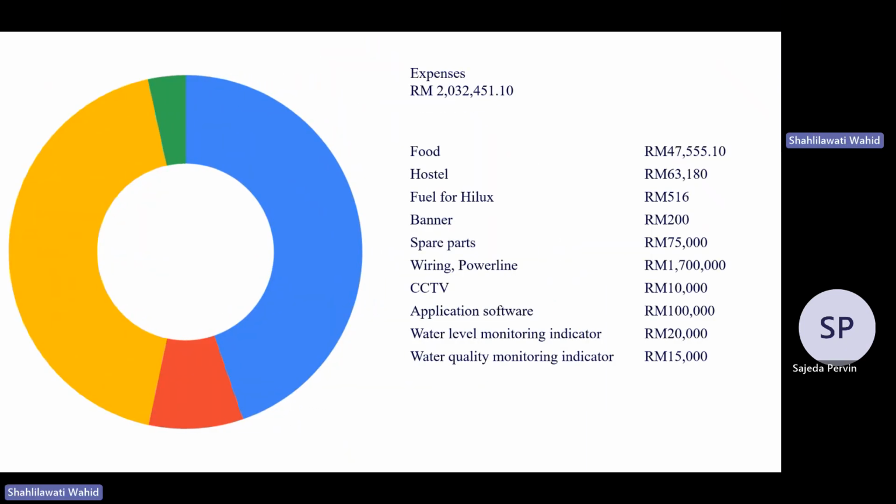And for the expenses, we will provide food and hostel for the workers, and we will require vehicles to transport manpower into the hill, and we'll have a banner for our opening ceremony. We also bought extra spare parts in case of any malfunction of the generator, and wiring and power line supplied to all of the households, clinic and community center of the location. We also install CCTV and application software to make sure everything is working, and we will have a water level monitoring indicator and a water quality monitoring indicator to solve some of the issues that will be mentioned later on.